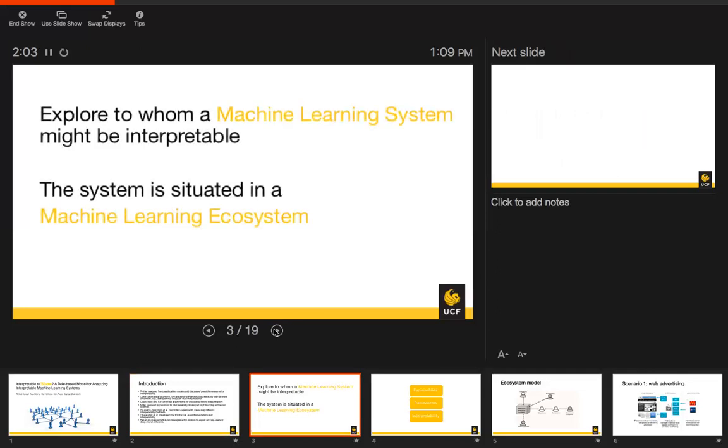Okay. So in this article, they explored to whom a machine learning system might be interpretable. Different from other literature, this article focuses on building machine learning systems for different agents in the machine learning ecosystem. This system is situated in a machine learning ecosystem. A machine learning system has different machine learning models and also the training data. The machine learning ecosystem not only includes the machine learning system, but also the interacting agents.